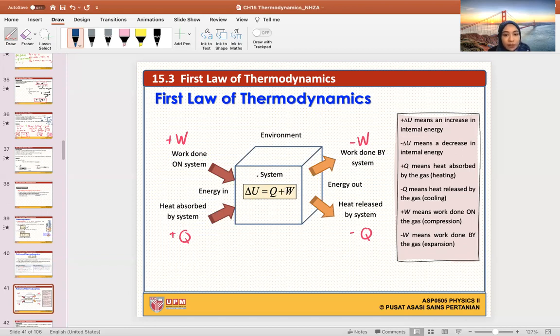This is your system. You are actually finding the change in internal energy of your system. What is a system? A system is your gas. If you have gas inside a cube, that cube of gas is your system. If you have gas in a syringe, that gas in a syringe is your system. If you have gas in your room, your whole room is your system, and outside your room becomes your environment. As long as there is a barrier between the system and the environment, we can say these two things are different.